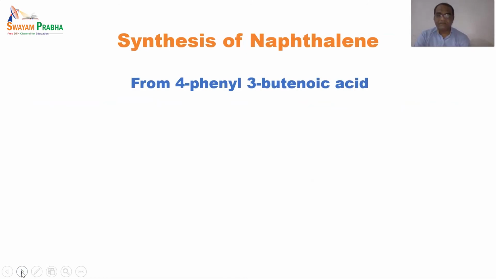Synthesis of naphthalene. So we will move towards the next method, that is 4-phenyl 3-butenoic acid. Again you can see that it is butenoic acid, and at the 3rd carbon it has a double bond, and at the 4th carbon it is attached to a phenyl ring, so 4-phenyl.